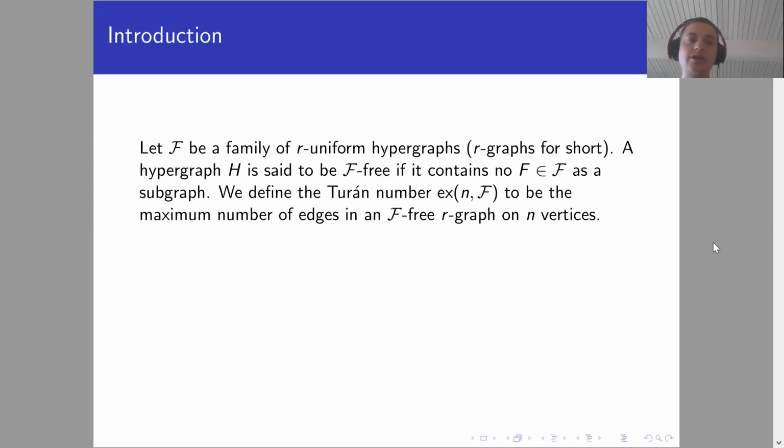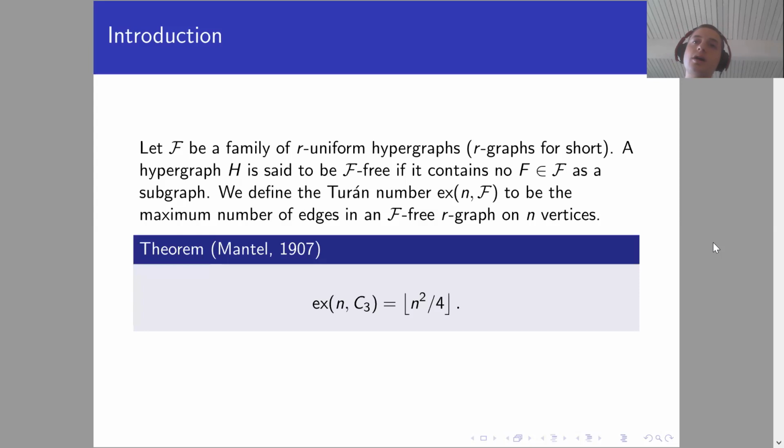This is a very classical object in combinatorics, and it dates back to Mantel, who originally proved that the extremal number, or the Turán number, for the triangle is n squared over 4. In other words, if you have a graph that's triangle-free on n vertices, it has at most this many edges, and there exists a graph with exactly this many edges, namely a complete balanced bipartite graph. So that's a very classical result for graphs.